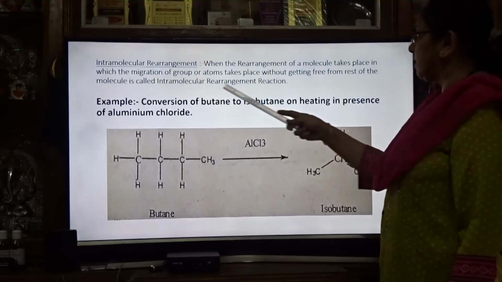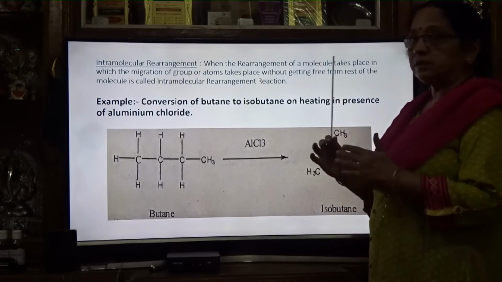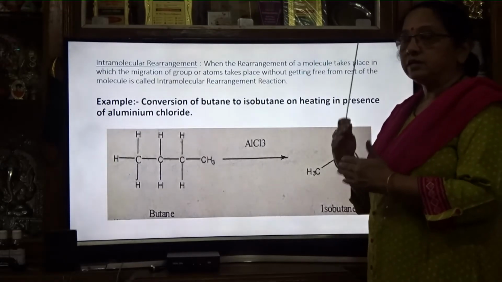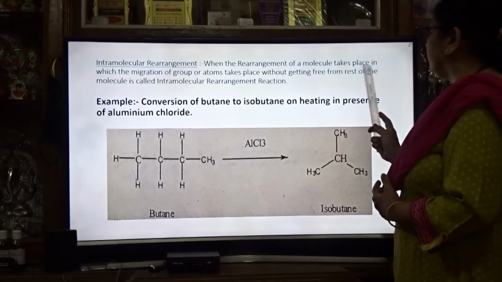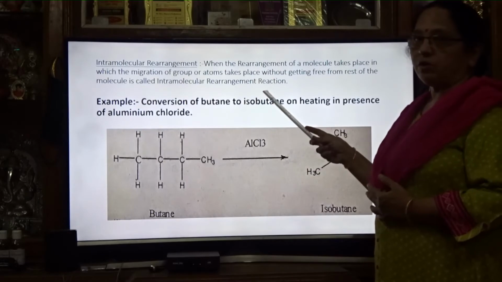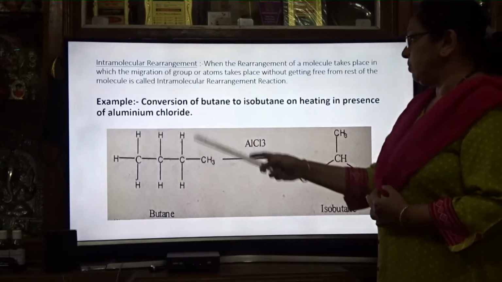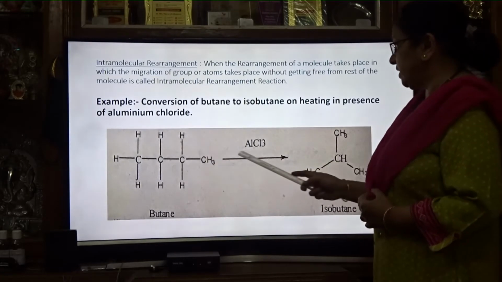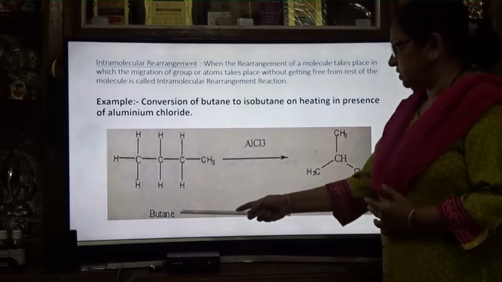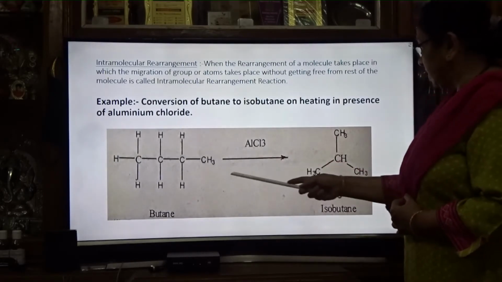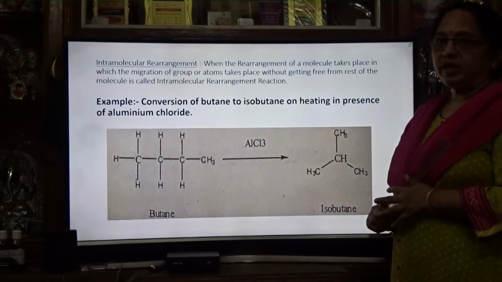So in intramolecular rearrangement, what is happening? The migration of group is taking place, but without getting free, meaning it is attached and getting migrated, but not detached. Without getting free from the rest of the molecule is known as intramolecular rearrangement reaction. Example, conversion of butane to isobutane on heating in presence of aluminum chloride. The molecular formula is the same, but butane is rearranged to isobutane. Such type of rearrangement is known as intramolecular rearrangement reaction.